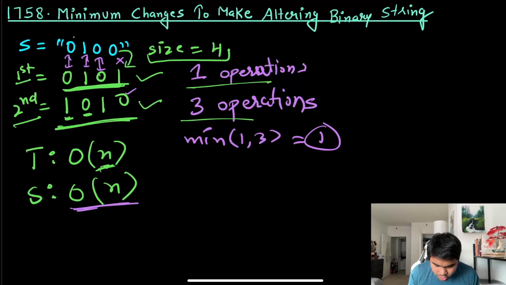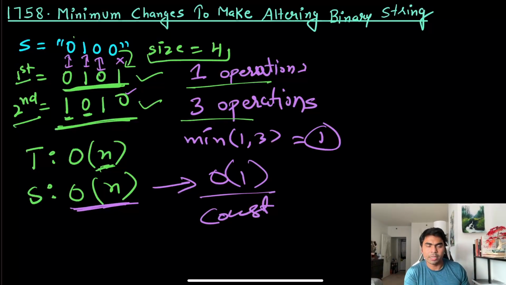But with the space complexity, you can bring it down to big O of 1, which is constant. How do you do it?